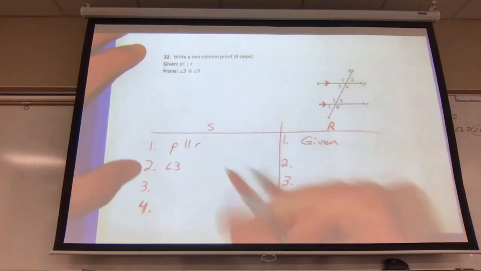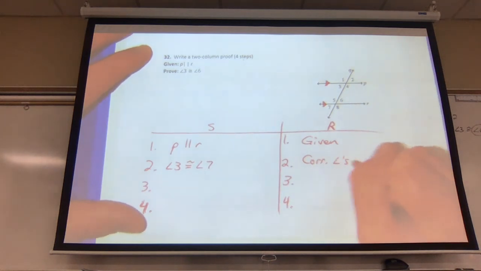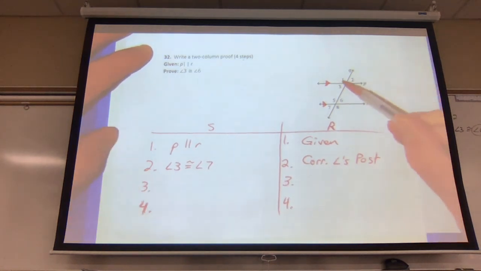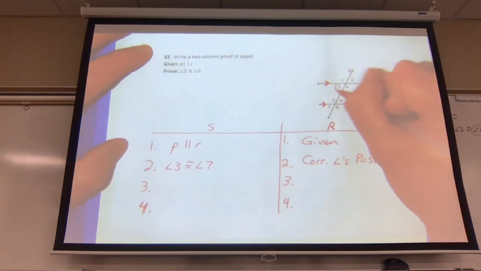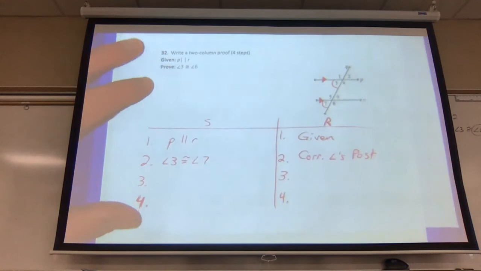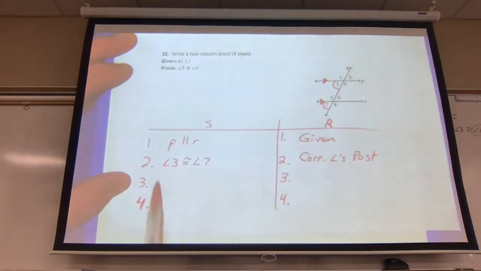We go 3 and 7 again. We could go corresponding angles. Since the lines are parallel, the corresponding angles will be congruent. That's the corresponding angles postulate. That gets us angle 3 into our proof. We also need to get angle 6 in the proof. We don't have that in here yet.